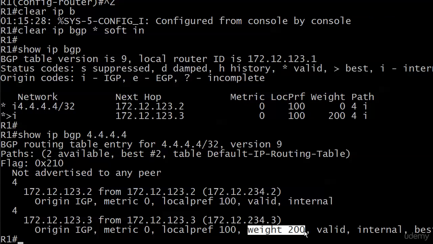We are going to see a little more lab work with the weight command before we move on to summarization. And we'll do that on the very next vid.